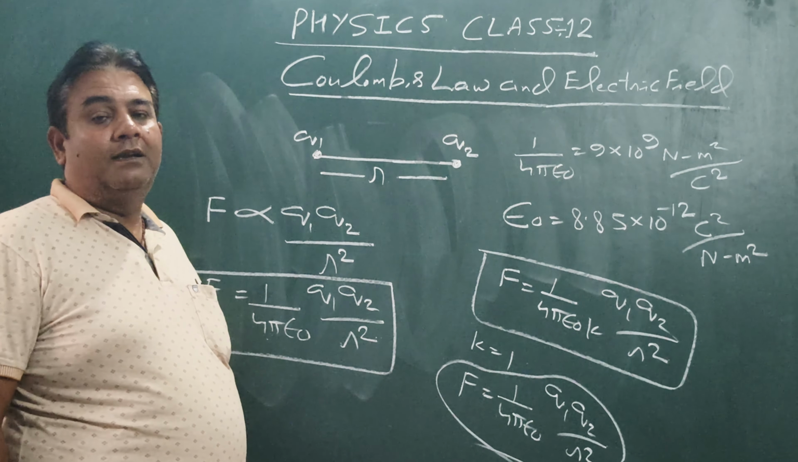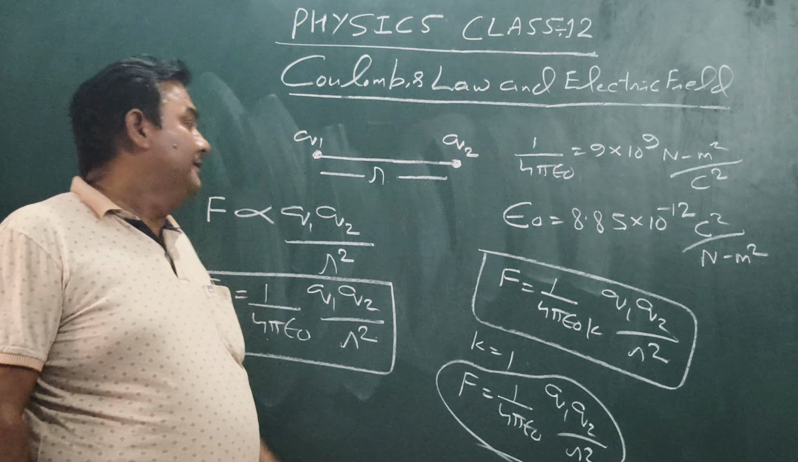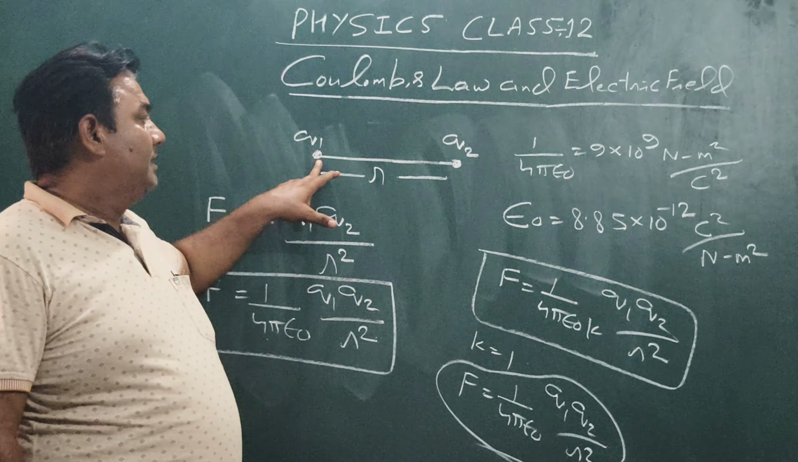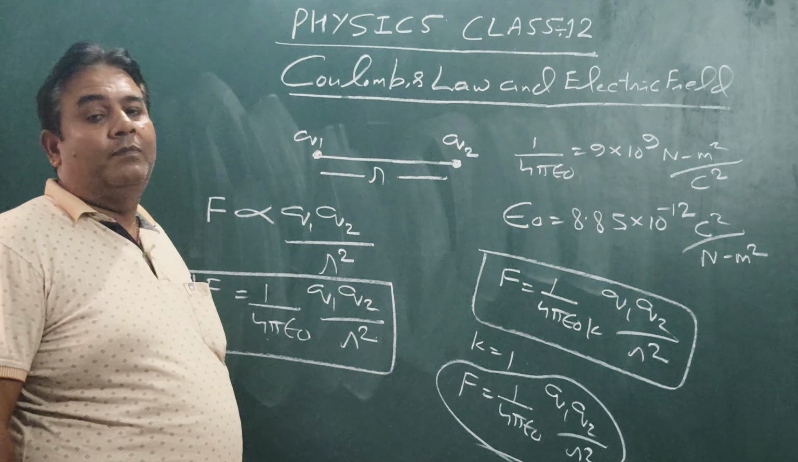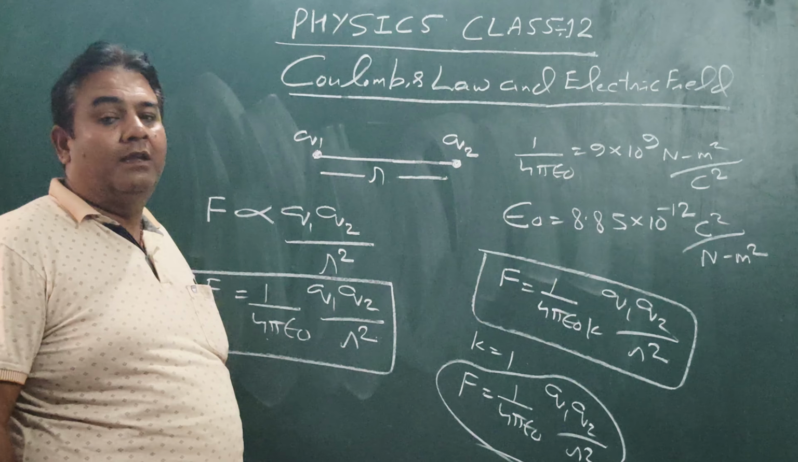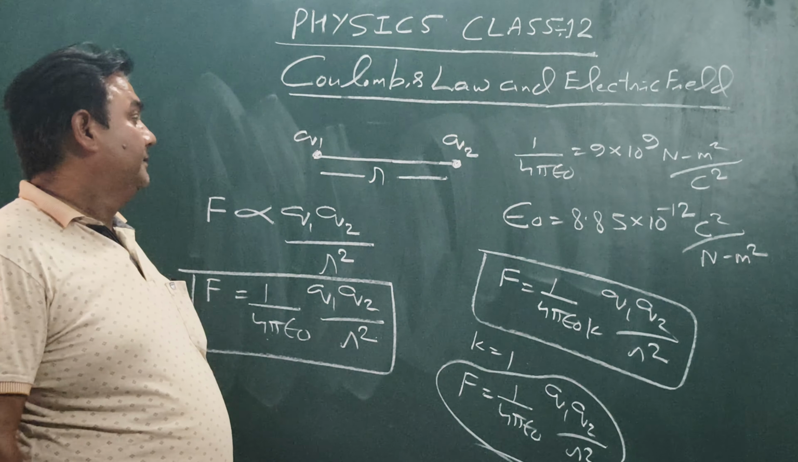Coulomb's law is mediated by the photon, and the gravitational law is mediated by the particle called the graviton. That is Coulomb's law.